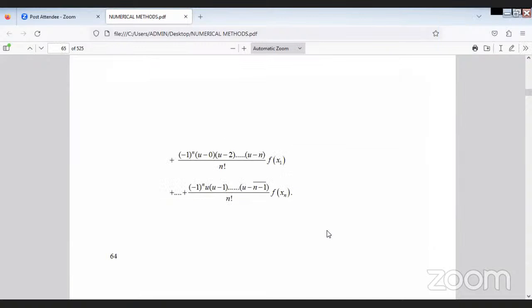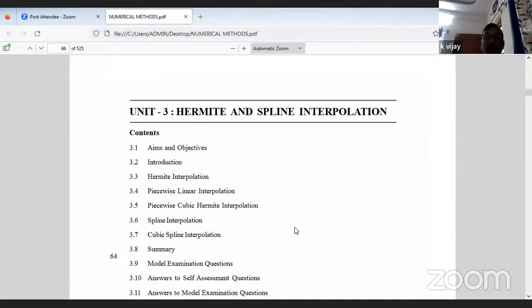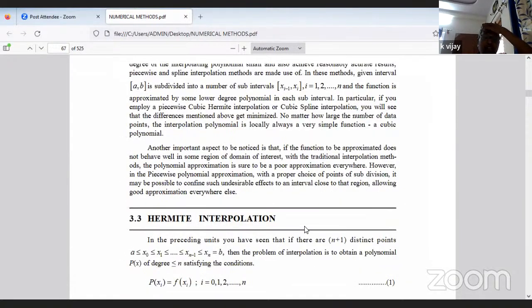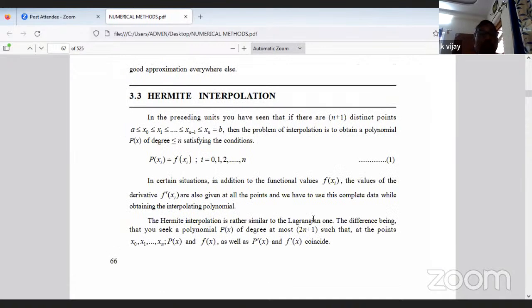So Hermite and spline interpolation. Hermite and piecewise linear interpolation, piecewise cubic Hermite interpolation, spiral interpolation, cubic spiral interpolation. I'm not going to do the introduction. So directly, what is a Hermite interpolation? In the preceding units you had n+1 distinct points x0 less than or equal to x1 up to xn, and the interval is a to b.